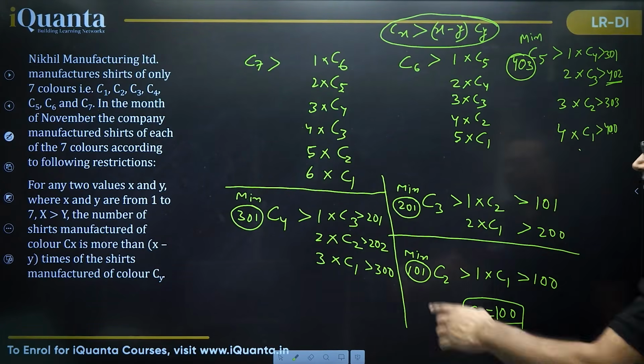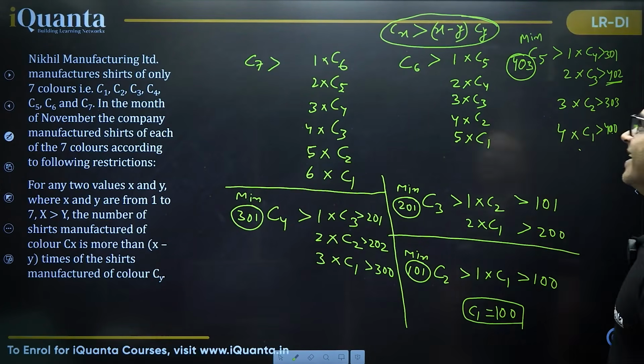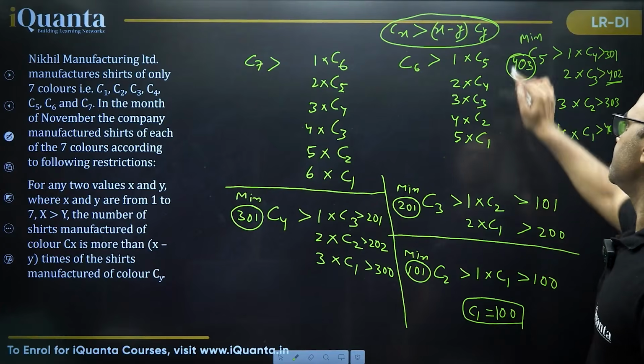Now, what mistake do people make? 101, 201, 301, so 401. It is not like that. That is the beauty of this question.